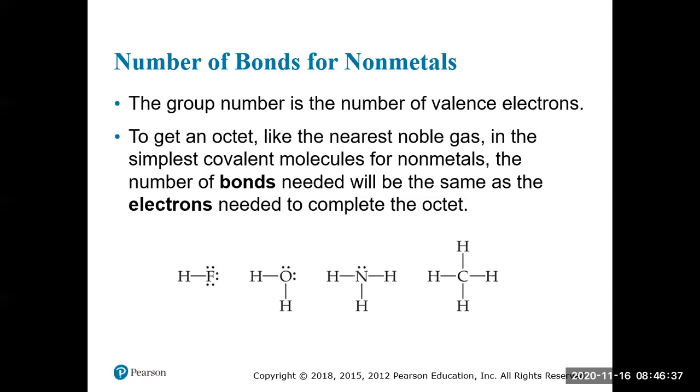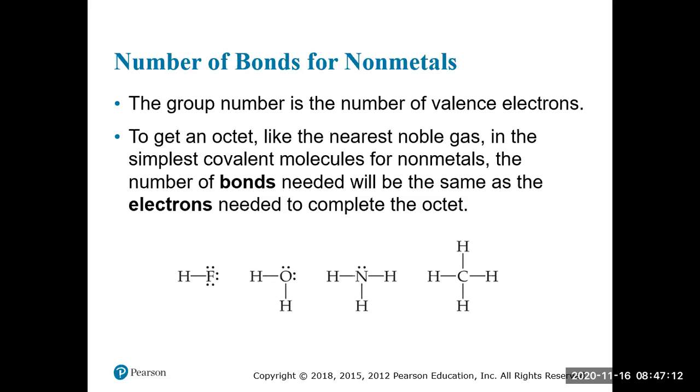Nitrogen, that's the 5A group. So we have a lone pair of electrons on the nitrogen, and then we have the 3 electrons that are being shared with the hydrogens, and that allows us to get an octet around nitrogen. And then finally, carbon, that's a 4A element, so we have 4 electrons there. By sharing an electron with each of those 4 hydrogens, we fill out the octet of the carbon.